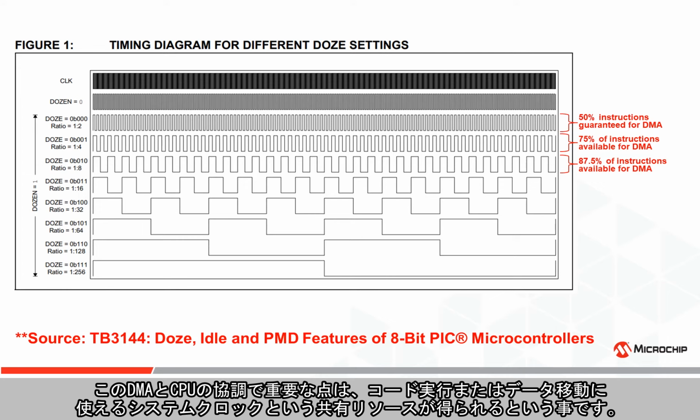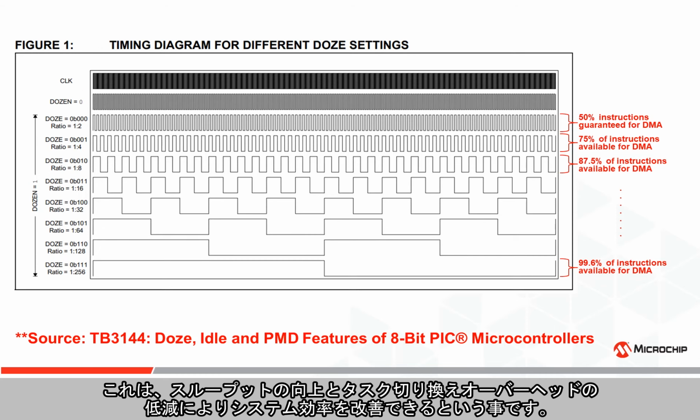As you might have noticed, the whole point of this DMA and CPU collaboration is that we are given some amount of a shared resource in the form of a system clock that corresponds to the number of instructions available to execute code or move data. So really what this means is we can maximize the efficiency of our system by increasing throughput, while minimizing the overhead of switching between tasks.